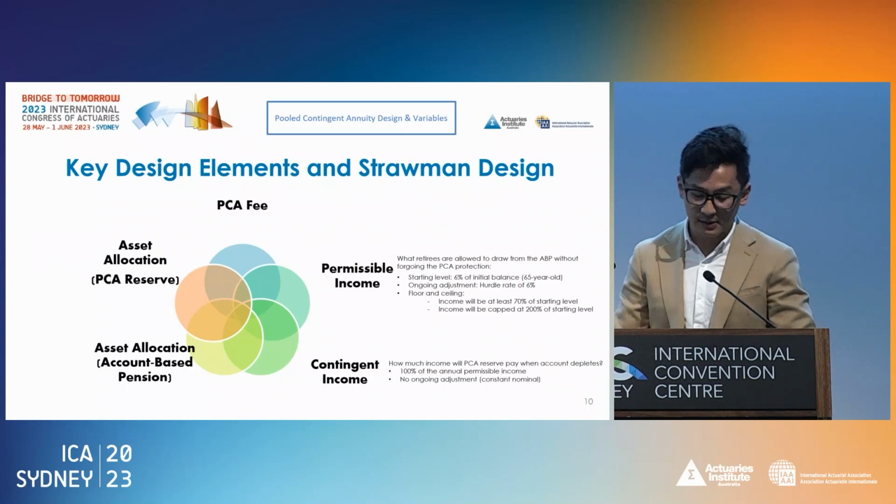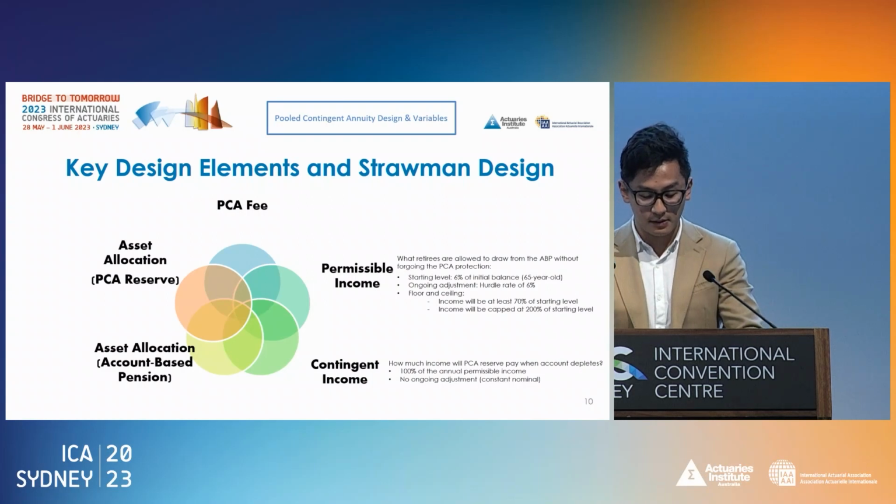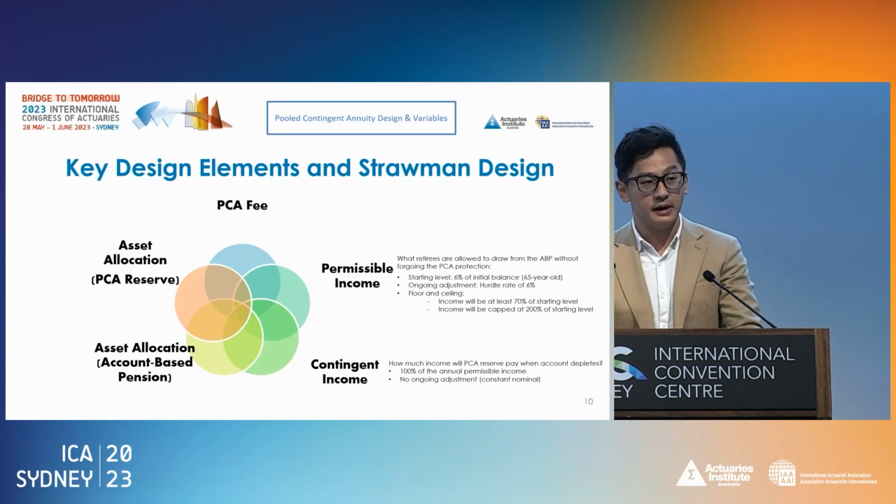In practice, considering the pooling nature of the PCA, we advise that any provider should establish product rules in advance to allow adjustment to be made to the contingent income in the event of insufficient or low funding. It's important to note that we haven't actually considered the ongoing financial management of the PCA in our paper. That's something for future research.